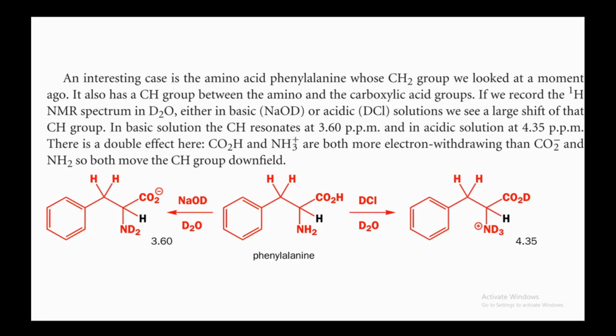There's a double bond effect here. This is the acid group and this is NH3 positive, which are both more electron withdrawing than carboxylate anion and NH2. So both move the CH group downfield. Phenylalanine in DCl and D2O gives 4.35 ppm, and in NaOD and D2O gives 3.60 ppm.